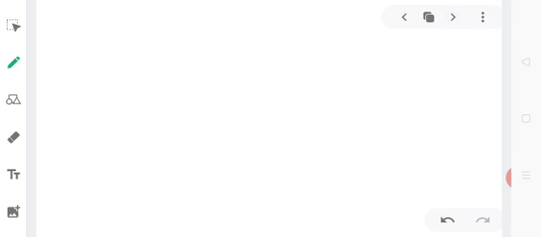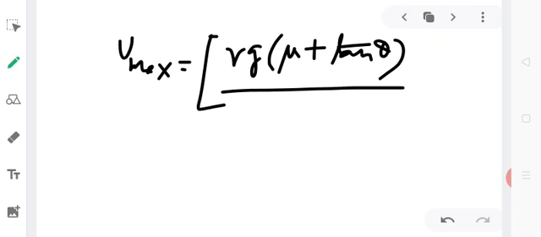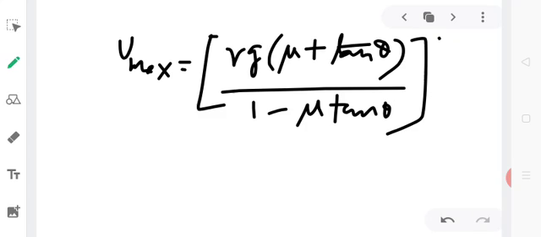Therefore, we get v max to be equal to root over, or we can put it as the power also. So we can write down rg, mu plus tan theta over 1 minus mu tan theta, to the power 1 by 2. So it is under root rg mu plus tan theta by 1 minus mu tan theta. This equation actually gives the value for the maximum permissible speed for a vehicle on a banked road.